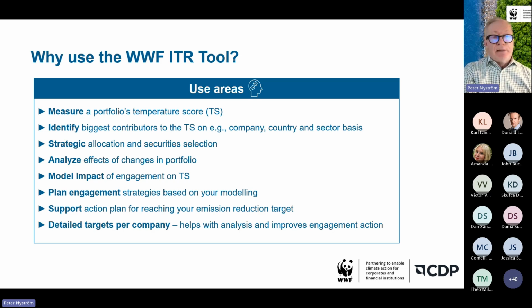You can model the impact of engagement with certain companies on the aggregated temperature score, and thus plan strategies for interacting with companies in the portfolio. You can also look at detailed targets per company, for instance by looking at multiple Scope 3 categories. That can help with the analysis and improve the engagement action.